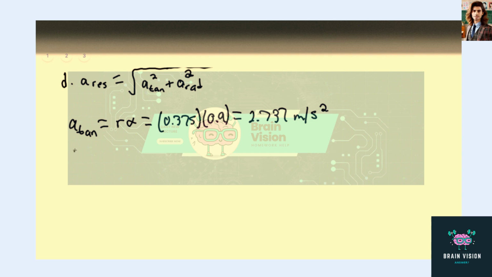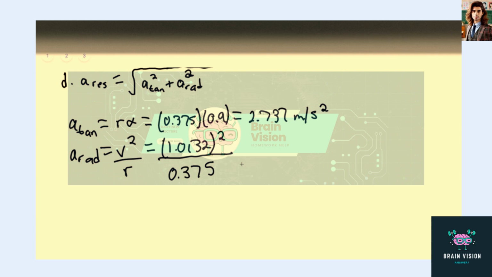And then for the radial acceleration, this is going to be equal to v squared over r, which is 1.0132 squared over 0.375. And I apologize, this is actually going to be 2.12. Apologize for the computation error. So if this is 2.12 and this is 2.737, we can solve this.